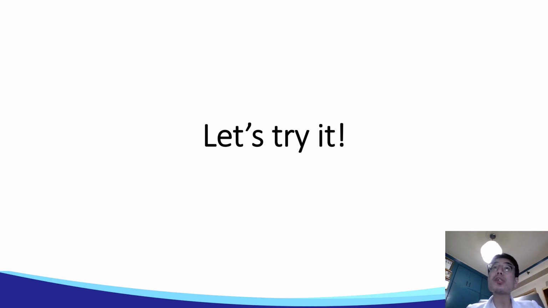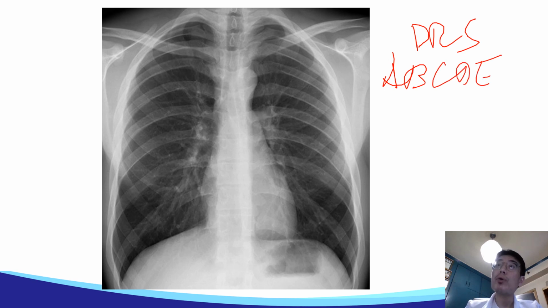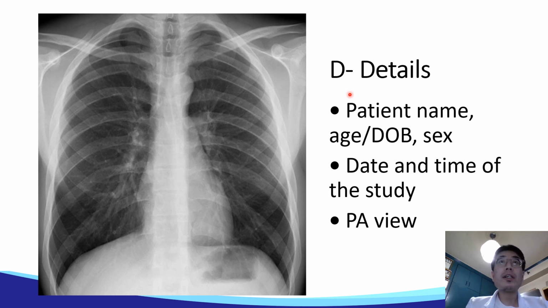And what better way to cement the approach we have just learned than by trying it out in an actual example. Suppose we have the following chest x-ray in front of us. Let us apply the Doctors A, B, C, D, E approach to read the x-ray. First of all, after verifying the patient's name, age, date of birth, and sex, together with the date and time the radiograph was taken, we ascertain the projection of the chest x-ray, which for this case is a posterior-anterior or PA view.